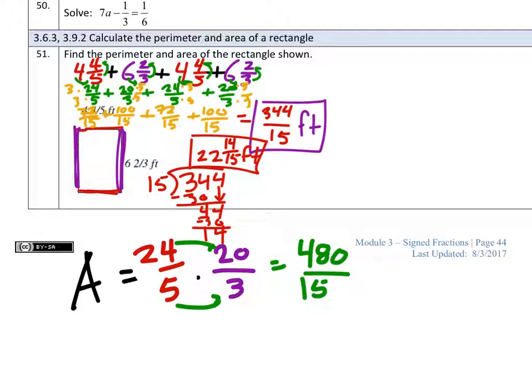That's where the calculator comes in handy. So 480 divided by 15, and we get 32 on this. So it'd be 32. We should label this, and since the area is two-dimensional, we have to put it square feet.